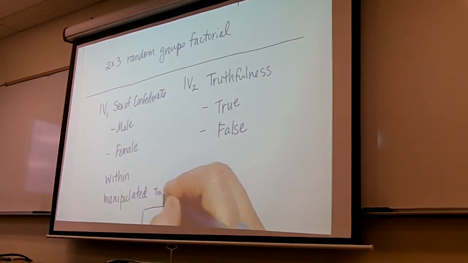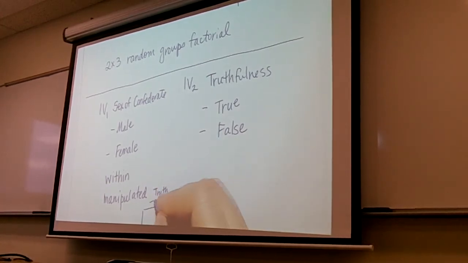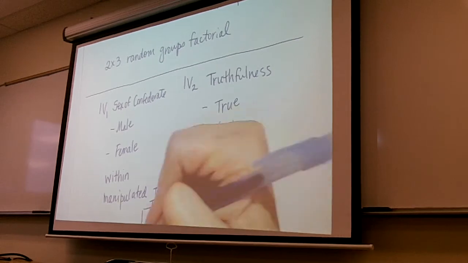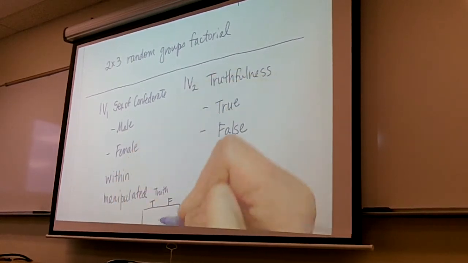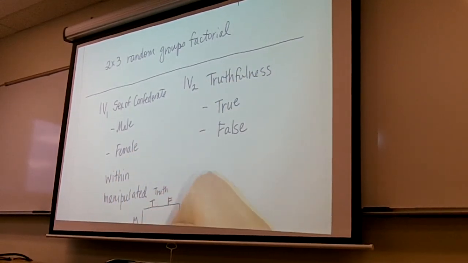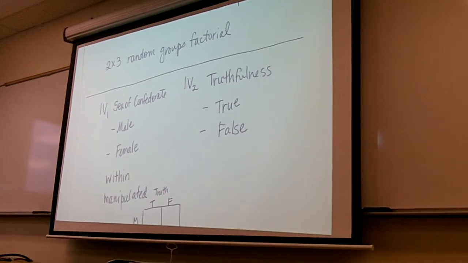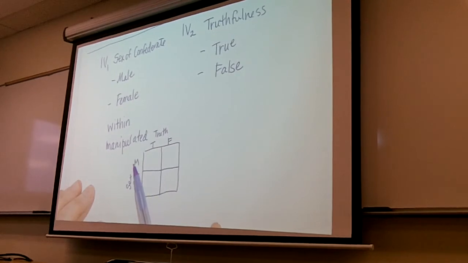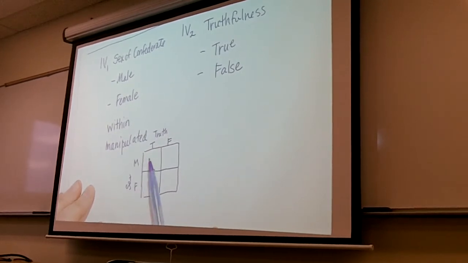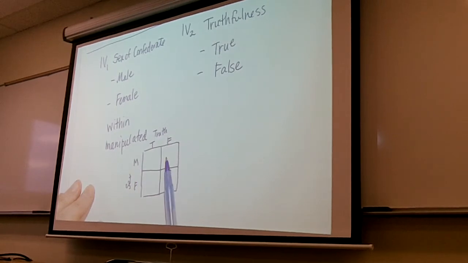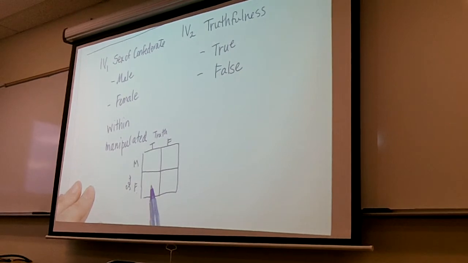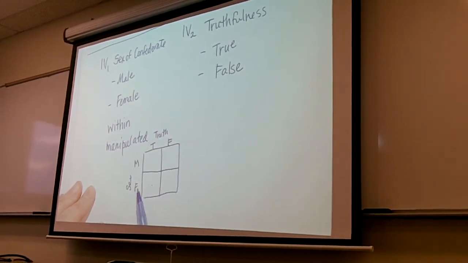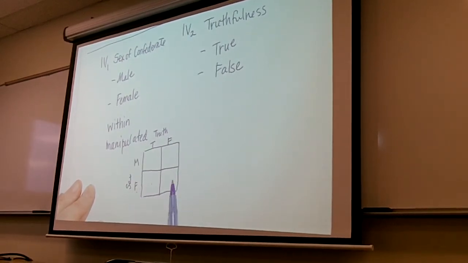So we have truth, true or false. Over here we have sex. We have male and female. We have cases where there was a man who made the polygraph and he told the truth, where a man made the polygraph and told a lie. And there are cases where a female made the polygraph and told the truth, or where a female made the polygraph and told a lie.